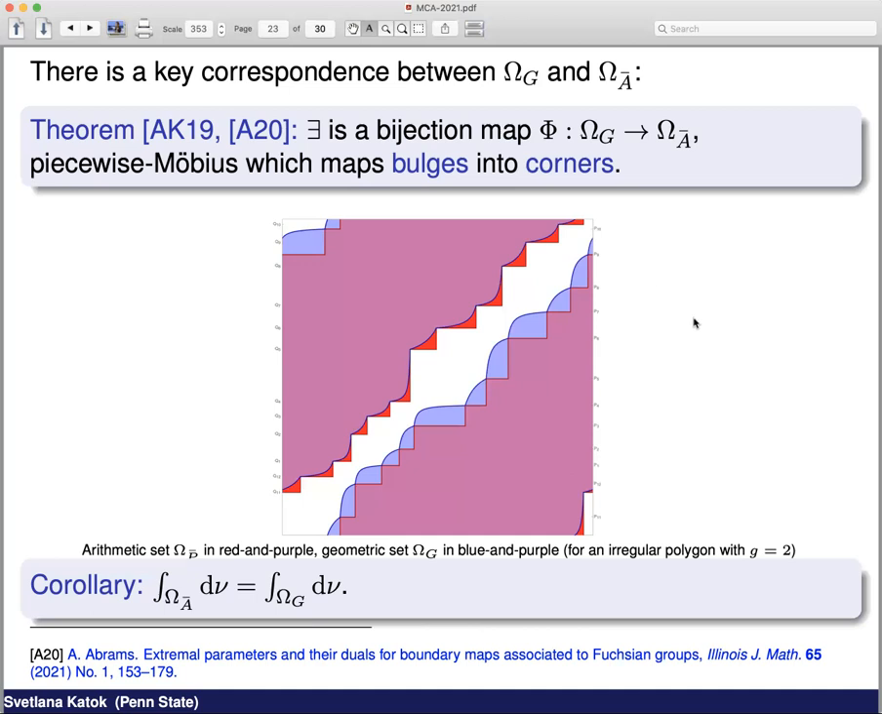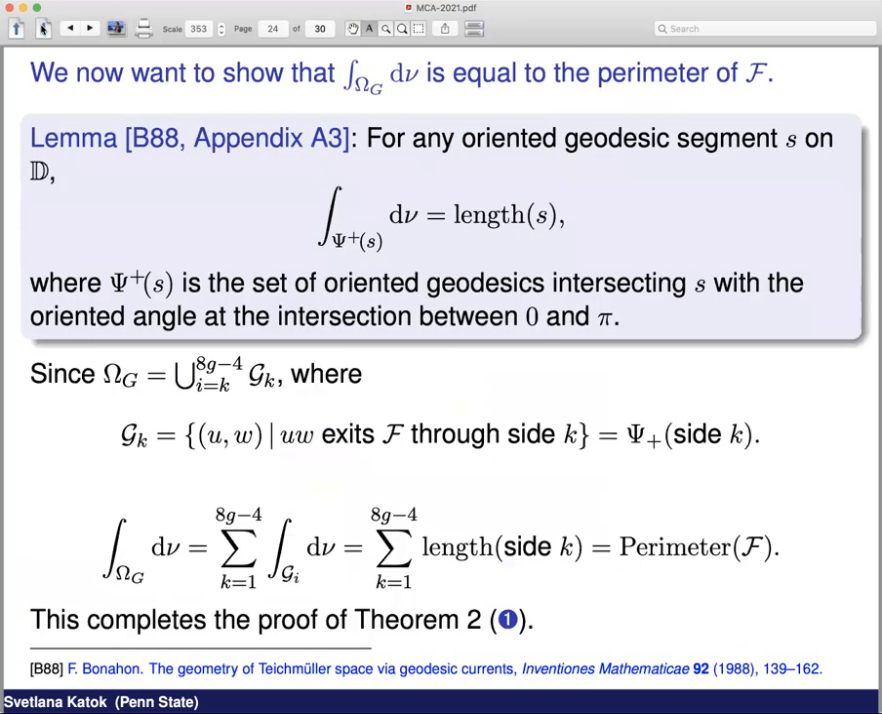So the corollary, because it's piecewise Möbius, of course, is that they have the same area. And that's what we used. If we can prove something like that in general for any A, then the corollary will follow, but we don't know. In our case, it works.